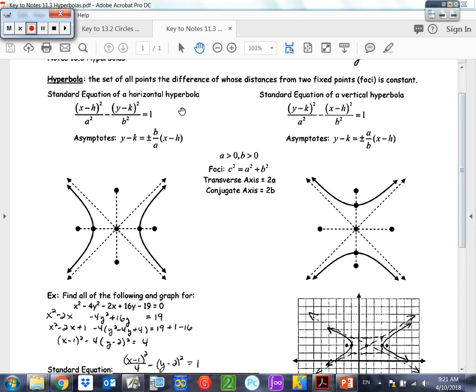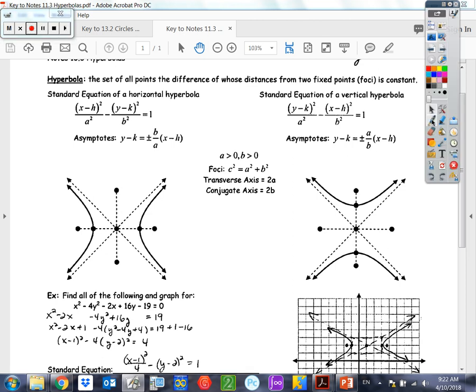So if we look at this definition, it's the set of all points of the difference. It's the difference of whose distances from two fixed points are constant. So what we're looking at here is, if you recall from yesterday, our ellipses, the sum of the distances were the same. This is the difference. And I'm going to attempt to draw with this.